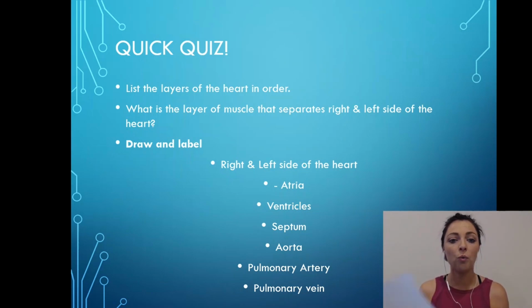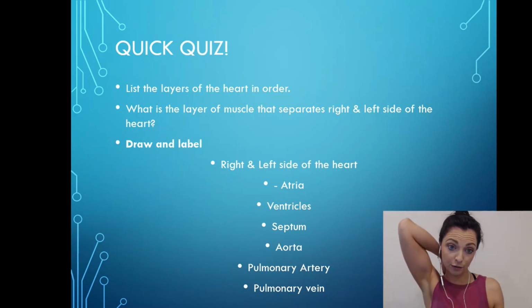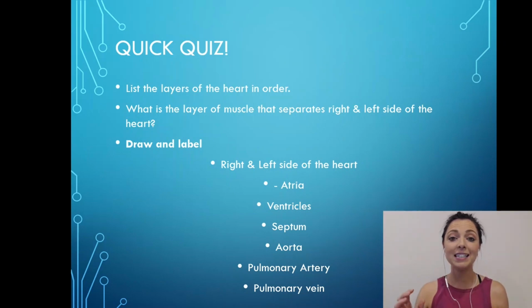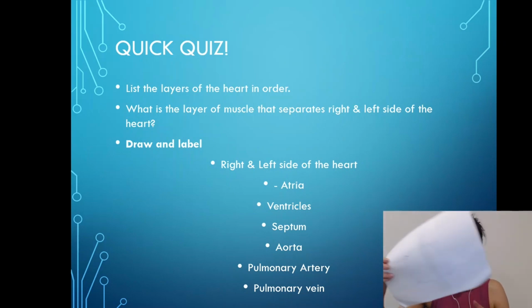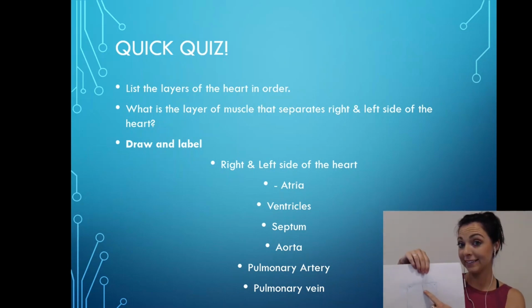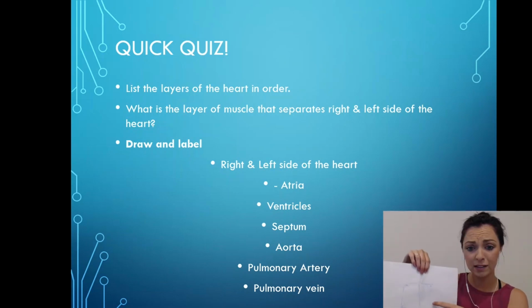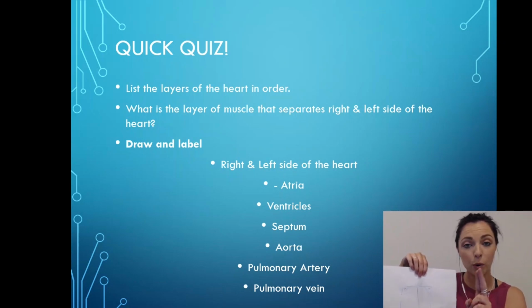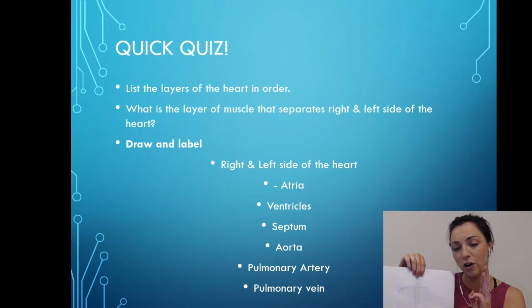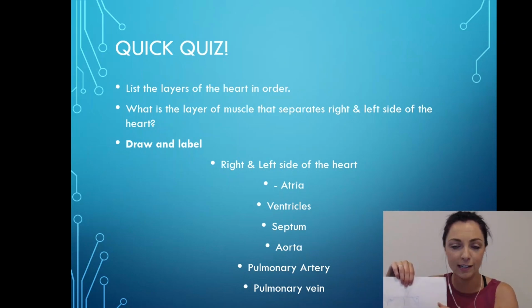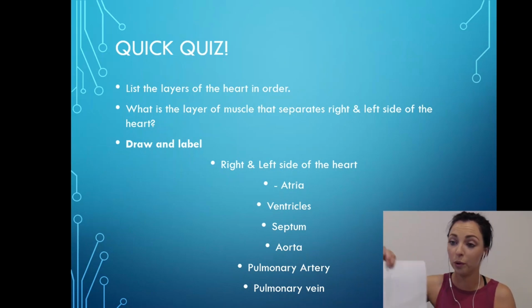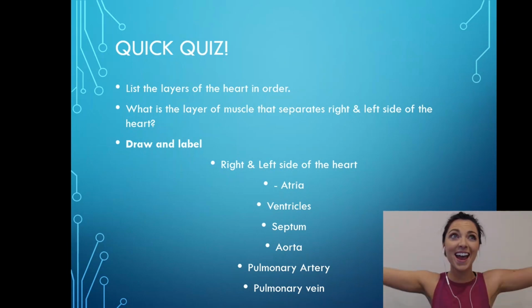What is the layer of muscle that separates the right from the left side of the heart? This is the muscle that was down the middle of my box. This guy here. And then draw and label the right and left side of the heart. So all you need to do is draw the box, put in the atria, put in the ventricles, put in the septum. Where is the aorta? Where is the pulmonary artery? Where is the pulmonary vein? What side are they on? Is it the right or the left? That's so, so important. And that's it!